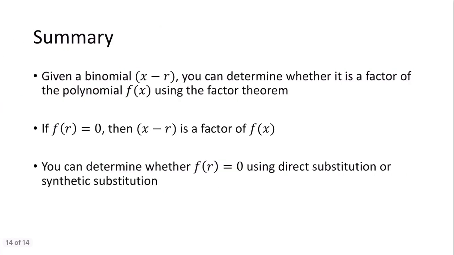So given a binomial x minus r, you can determine whether it's a factor of the polynomial f of x using the factor theorem. If f of r equals 0, then x minus r is a factor of f of x. You can determine whether f of r equals 0 by using direct substitution or synthetic substitution.